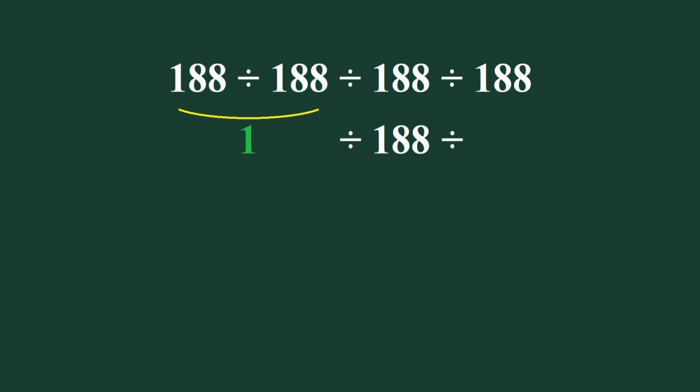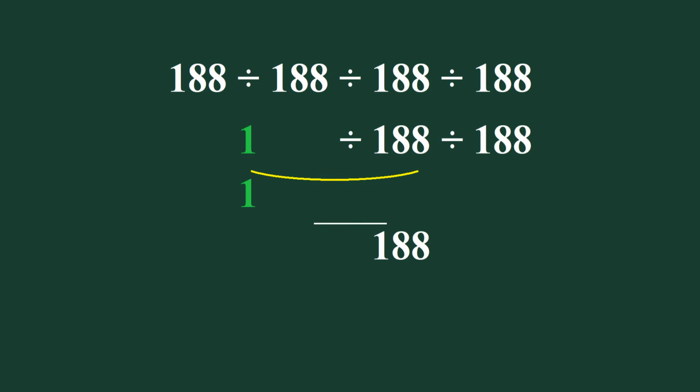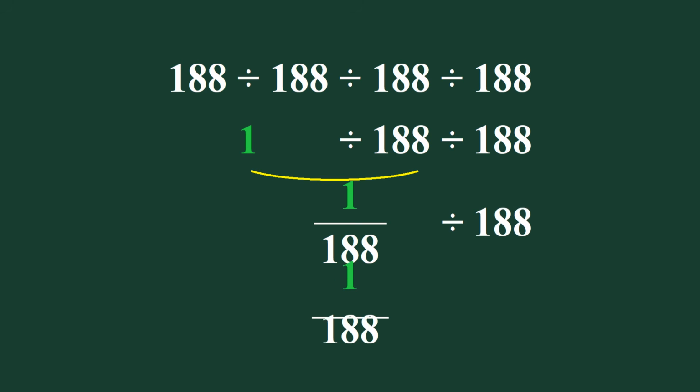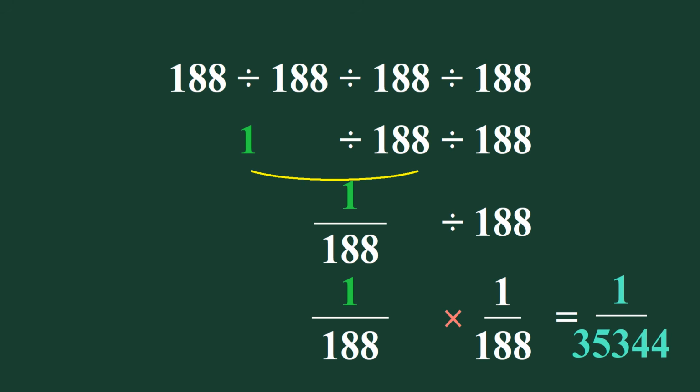188 divided by 188, and we can write this part as 1 over 188 divided by 188. So we must keep the first fraction 1 over 188 and change division to multiplication times, then flip the second fraction 1 over 188, which equals 1 over 35,344, and this is our final answer for this problem.